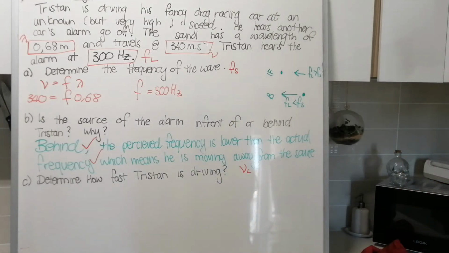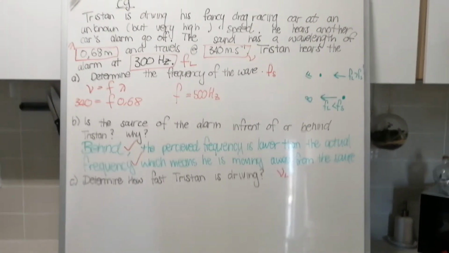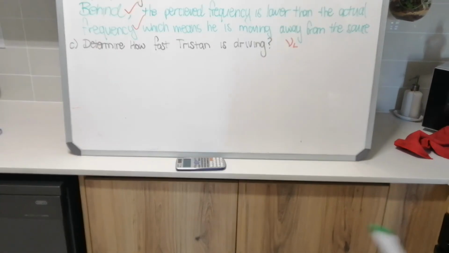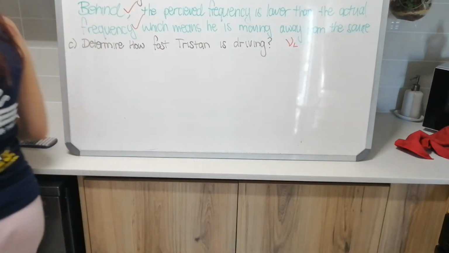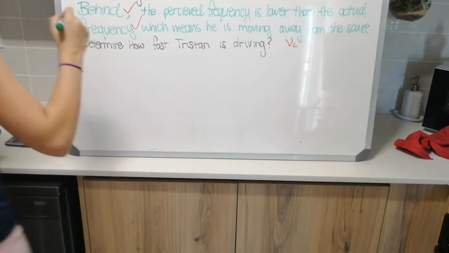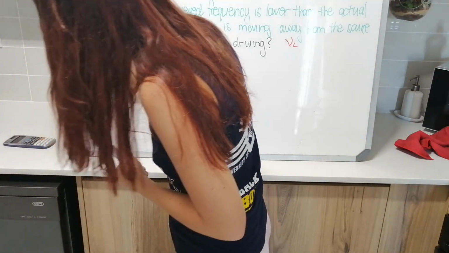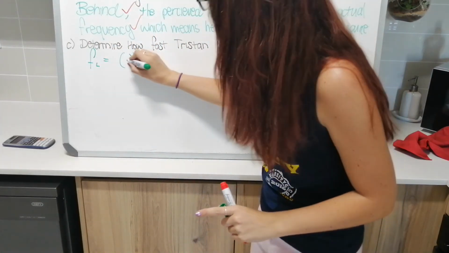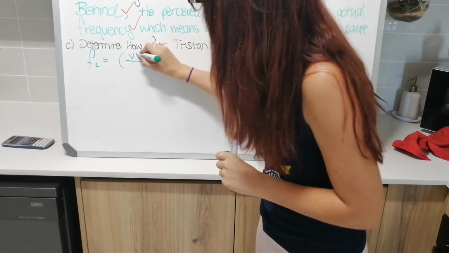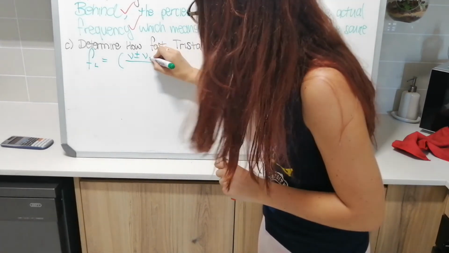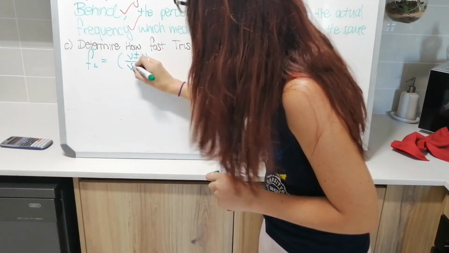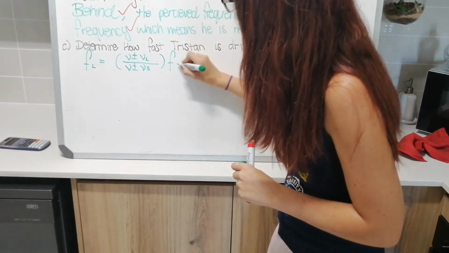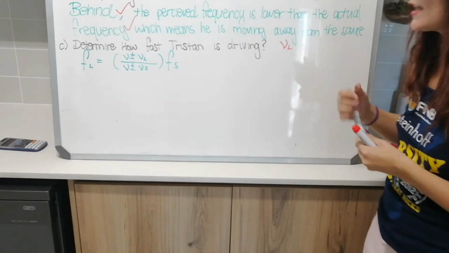Okay, so we're going to use the Doppler effect to work this one out, the Doppler equation. And the Doppler equation says that the frequency that the listener experiences is equal to the velocity of the wave, the actual wave, plus or minus the velocity of the listener, over the velocity of the wave plus or minus the velocity of the source, all multiplied by the frequency of the source.